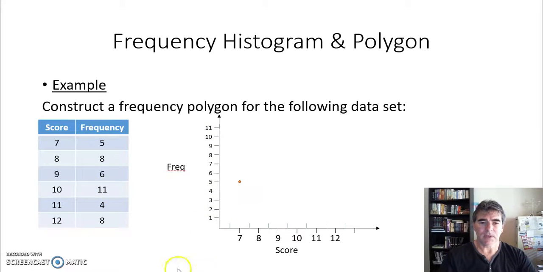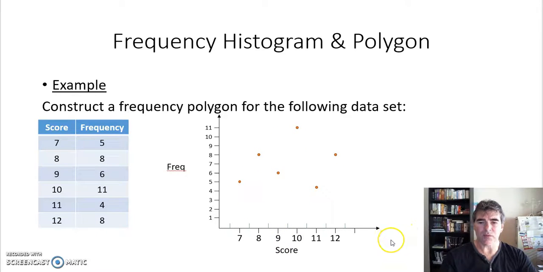Let's start and do our first point. A score of 7 has a frequency of 5, so a score of 7 goes up to 5, and I put a dot directly above that score. Do the same thing with the score of 8. It has a frequency of 8, so score of 8, frequency of 8. Let's put my dot there to represent that. Score of 9 has a frequency of 6. The score of 10 has a frequency of 11, remembering it's directly above that score. Score of 11 has a frequency of 4, and the score of 12 has a frequency of 8. So I've put all my dots there.